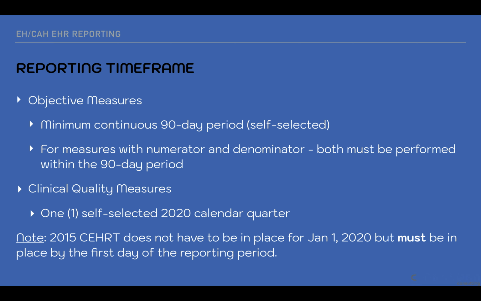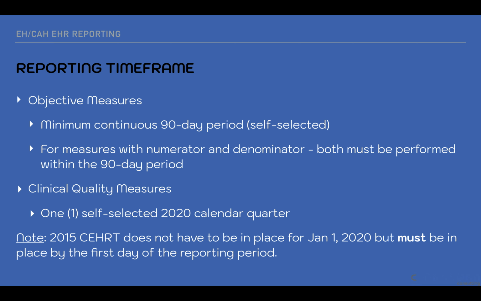So timeframes, we're looking at 2 different timeframe periods for objective measures. There is a minimum continuous 90-day period, which is self-selected, associated with those. So any measures that have a numerator and a denominator with them, and there are quite a few, it should be noted that both of those things need to be performed within the 90-day period. That 90-day period is a minimum requirement. You are more than welcome to go over the 90 days if you'd like. You just can't go below that.